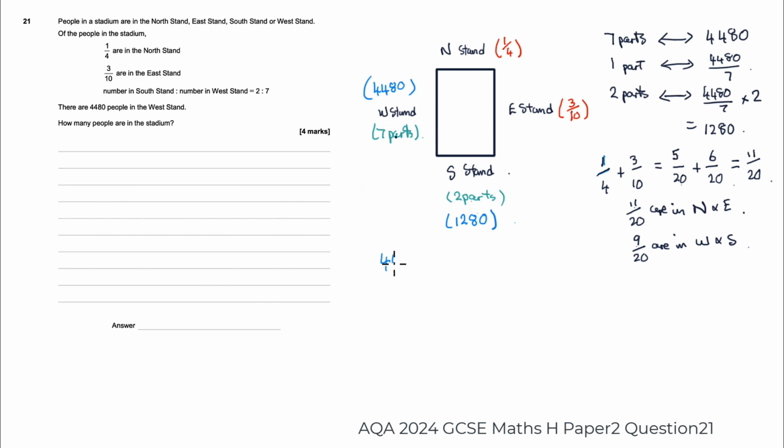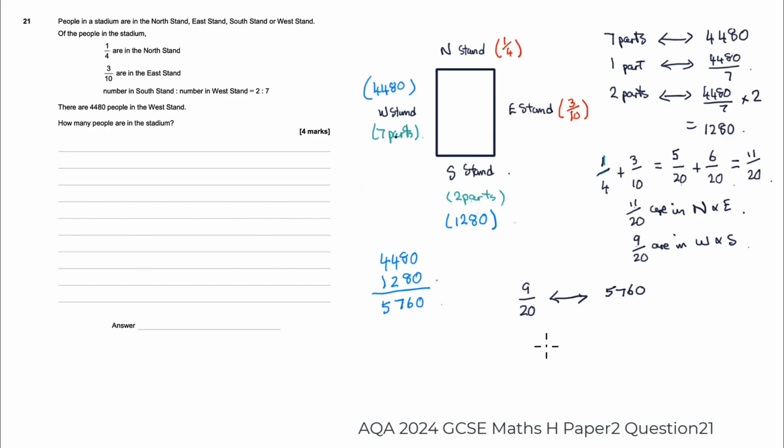Well, there's 4,480 plus 1,280. That's easily done on your calculator. That'll give you 5,760. So 9/20ths corresponds to 5,760.